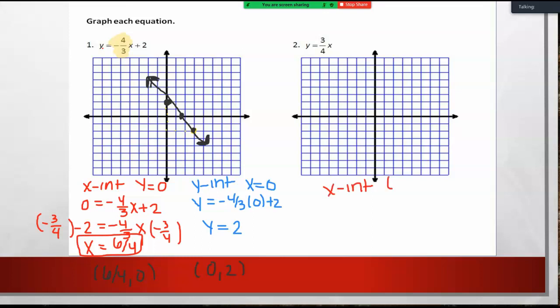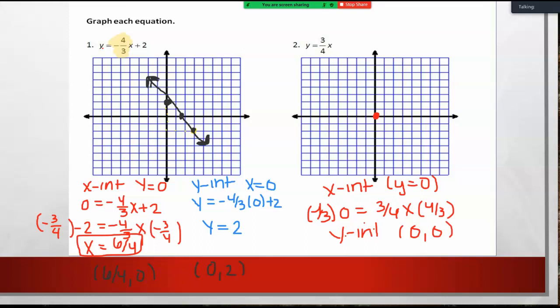Let's find our x-intercept, meaning y is equal to 0. Zero times 4/3 is 0. So if your x-intercept is 0, then your y-intercept is also 0. So what that means is that this graph is going through 0, 0. So my x-intercept and y-intercept are at 0, 0. And then you have to use the slope, which is up 3 and right 4. You could also go down 3 and left 4.